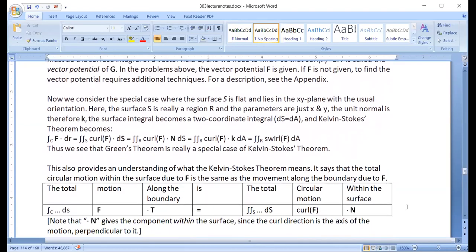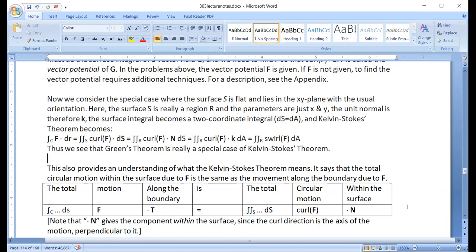So break it down like this. On the left side, we've got the line integral, and on the right side, we've got our surface integral. So the integral gives us the total motion. I'm thinking of F as representing motion. That's just one idea. And then dot T is along the boundary, or you can think of it as dot dr, same idea. And that equals the double integral over the surface, which is the total. And then remember that curl F gives you the circular motion. And then dot n gives us the component within the surface.